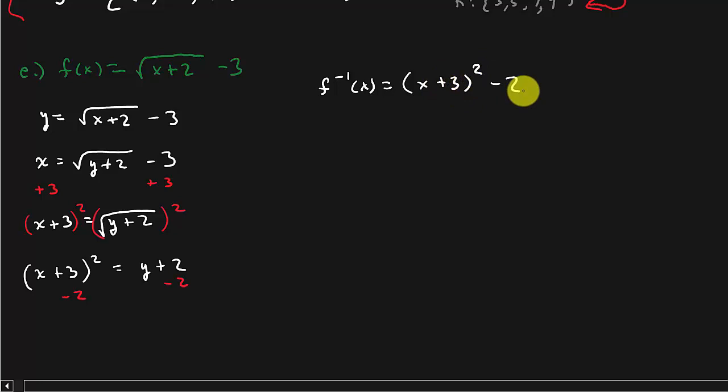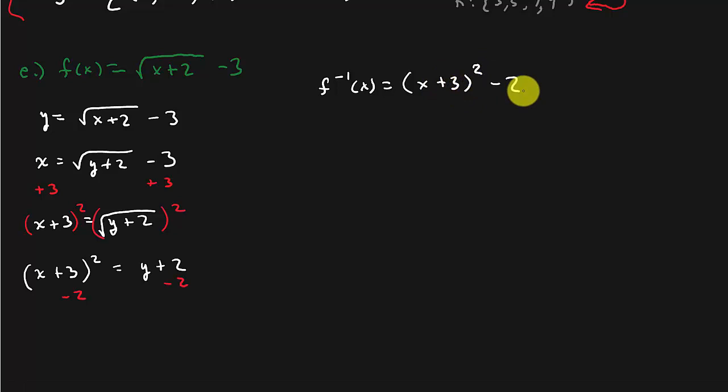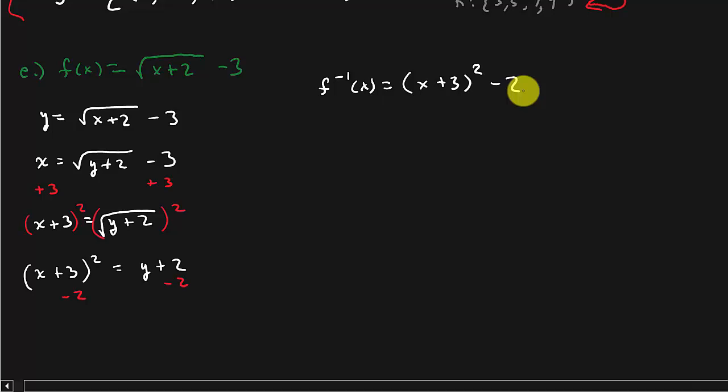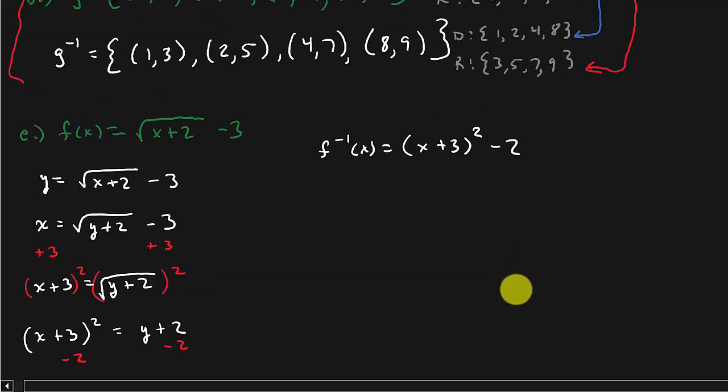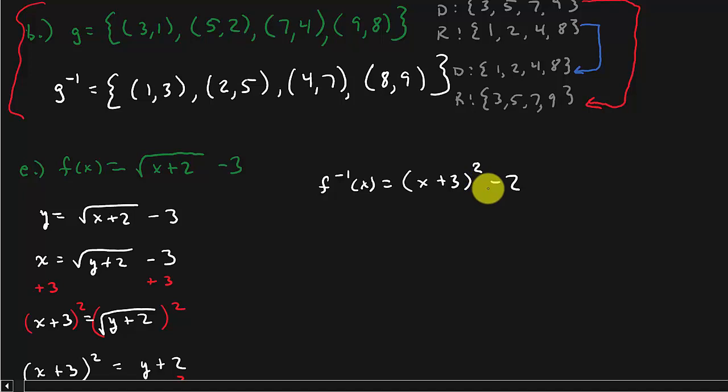Okay. Now, that was nice and everything. I mean, that was easy to find the inverse. But we have a problem, don't we? So what's our problem? Well, for this one, it's not 1 to 1. The inverse is not 1 to 1. Because remember, this is the graph of a quadratic function, which is a parabola, and it fails the horizontal line test.